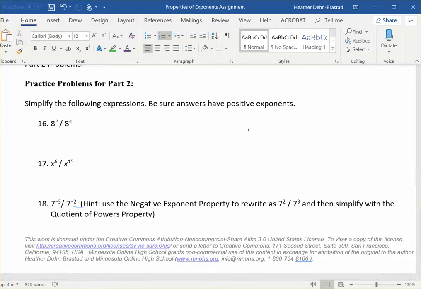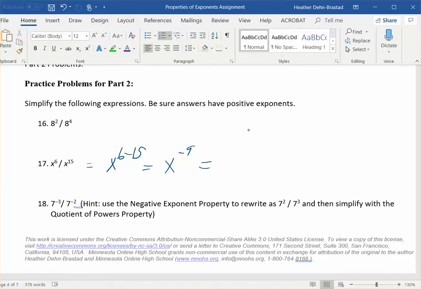Let's look here. Number 17 says x to the 6th over x to the 15th. I can use the rule that says I'm going to subtract. And when I subtract, I take the top exponent, the exponent that's in the numerator, minus the exponent that's in the denominator. So 6 minus 15 is going to give me a negative number. And it says, be sure answers have positive exponents, but I just wrote it with the negative exponent.